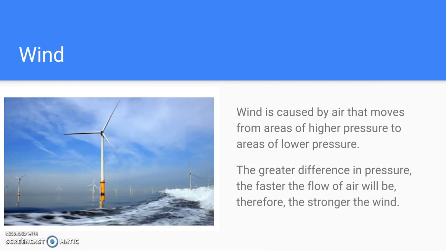As we just said in our previous slide, wind is caused by air that moves from areas of higher pressure to areas of lower pressure. The greater difference in pressure, the faster the flow of air will be. Therefore, the stronger the wind. So if you can imagine an area of really high pressure and an area of really low pressure, this tremendous difference in pressure means that those molecules are going to want to move faster to the low pressure area, causing a greater, stronger wind. If we have a smaller difference in pressure, then wind will not be as strong.